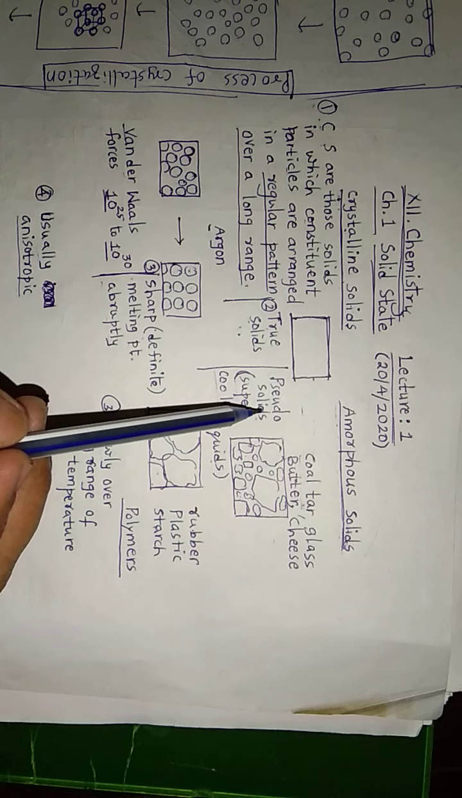the difference between crystalline solids and amorphous solids. We had studied the important points of difference between crystalline solids and amorphous solids. First point was regarding definition. Second point, whether they are true solids or pseudo solids. Third point we discussed was regarding melting point and the way they melt.